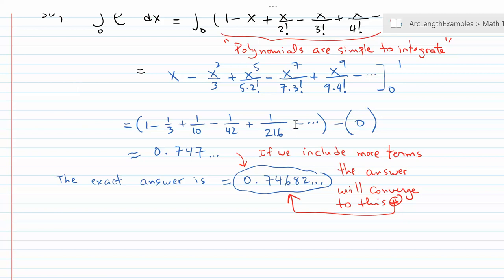We know if we add more terms at the end of this polynomial, and we already know the pattern, right? If I want to add 10 more terms at the end, the pattern's pretty easy. It's just more work to do by hand, but this answer will eventually converge to the actual answer. Because remember, as you go to infinity, you get an accurate answer.